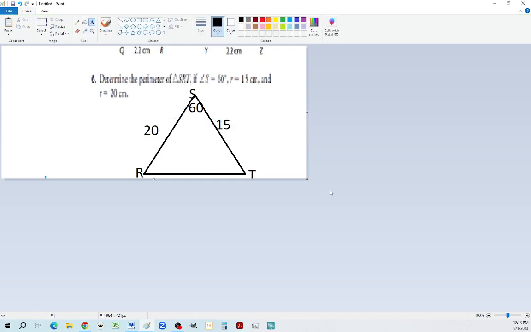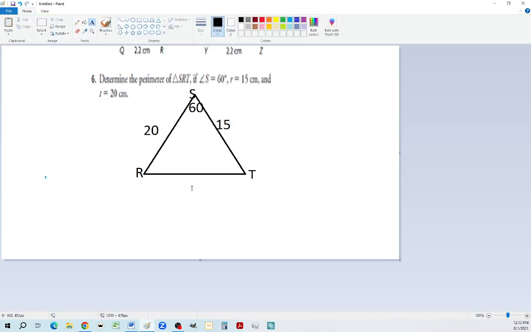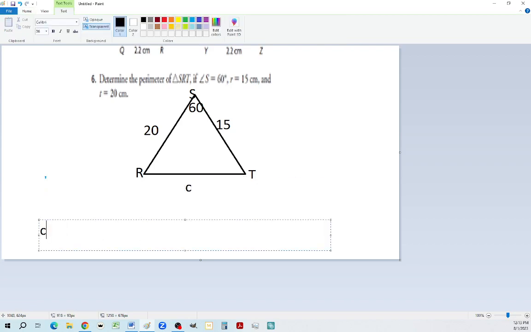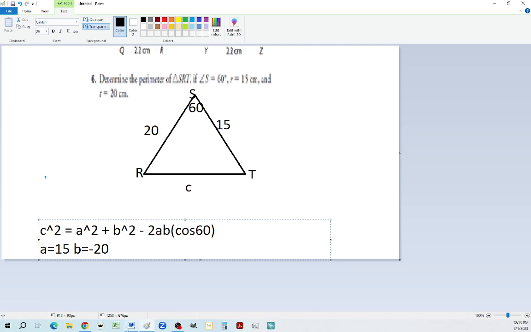So clearly the side c will be opposite the angle. This is c. We need c, so we're going to use the general formula: c squared equals a squared plus b squared minus 2ab cos 60. And you just fill in the a and b. The a is 15, the b is 20. But I'm not going to do that. I'm going to use my calculator.